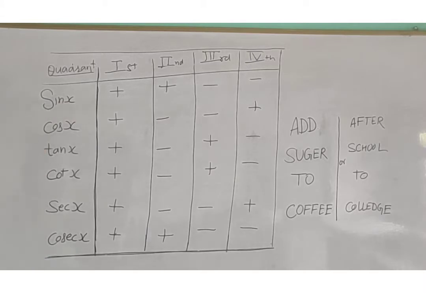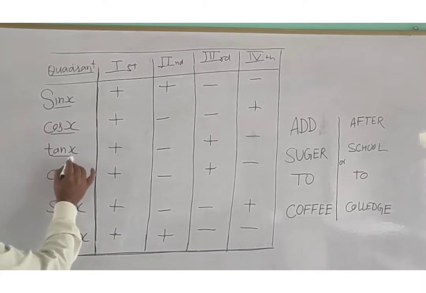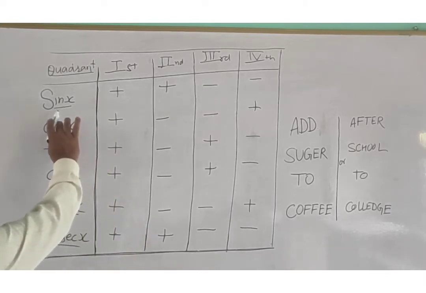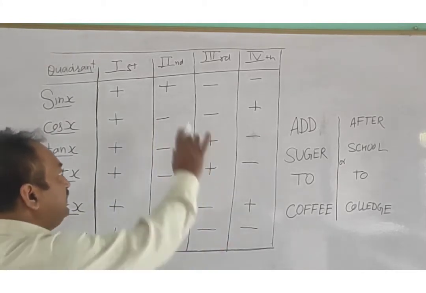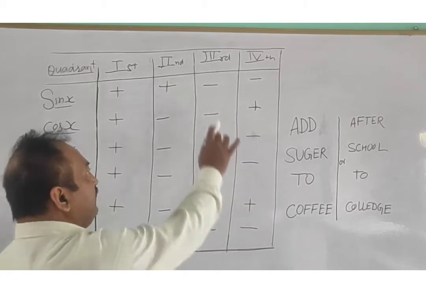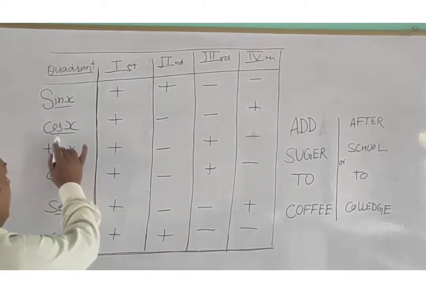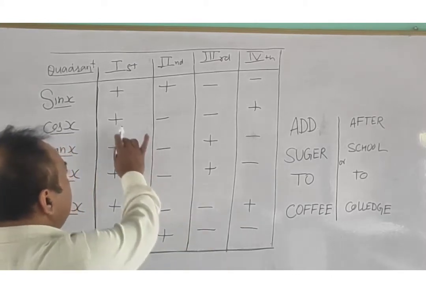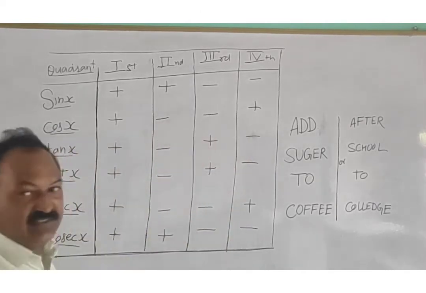We have 6 trigonometrical functions: sin x, cos x, tan x, cot x, secant x, and cosecant x. The value of sin x is always positive in the first quadrant, in the second quadrant, and negative in the third and fourth. In a similar manner, the value of cos x is positive in the first and fourth quadrant and negative in the second and third.